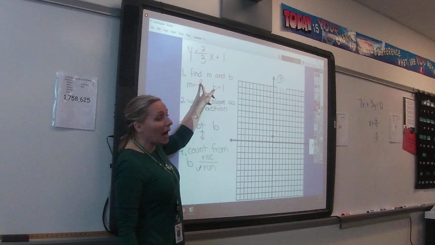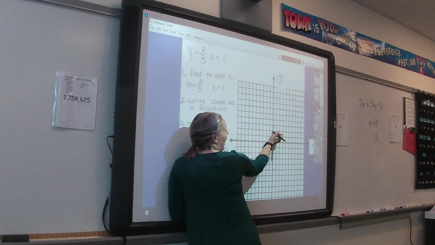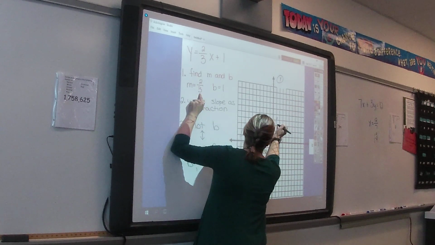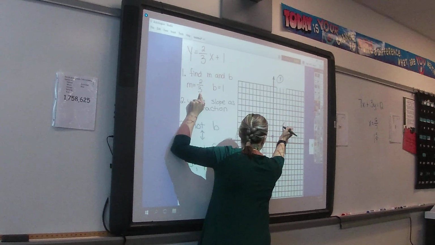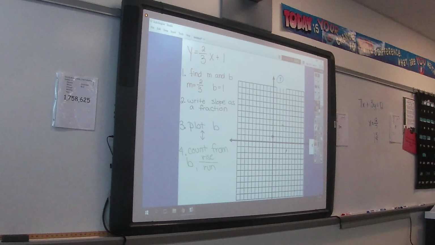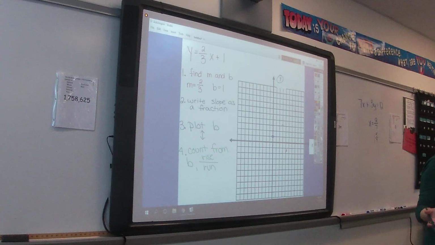So we want to rise 2. From the point we made, we are going to rise 2. And then how many do we want to run? 3. So we are going to run 3. Now, 2 points are always enough to make a line. Make 3 points. Because if you accidentally count wrong, you won't be able to catch yourself, because any 2 points make a line. If you count again, A, it's a really good habit for later this trimester. But B, it will let you notice if you counted wrong.